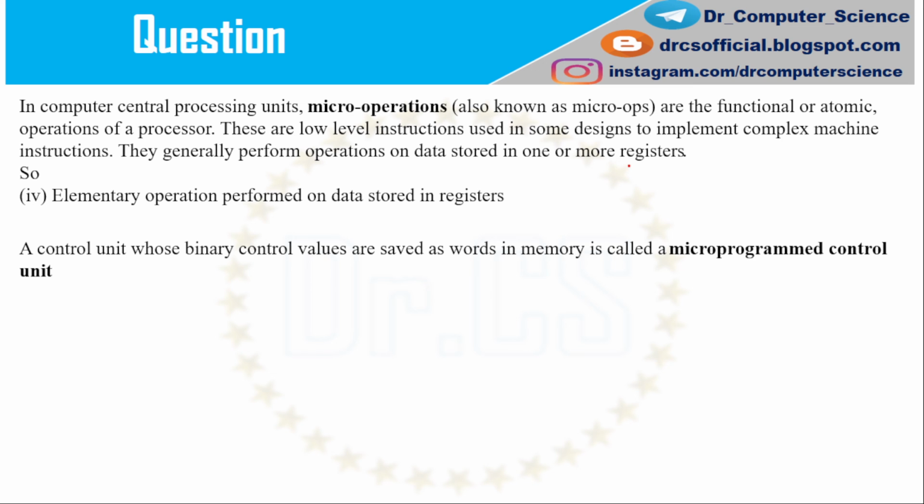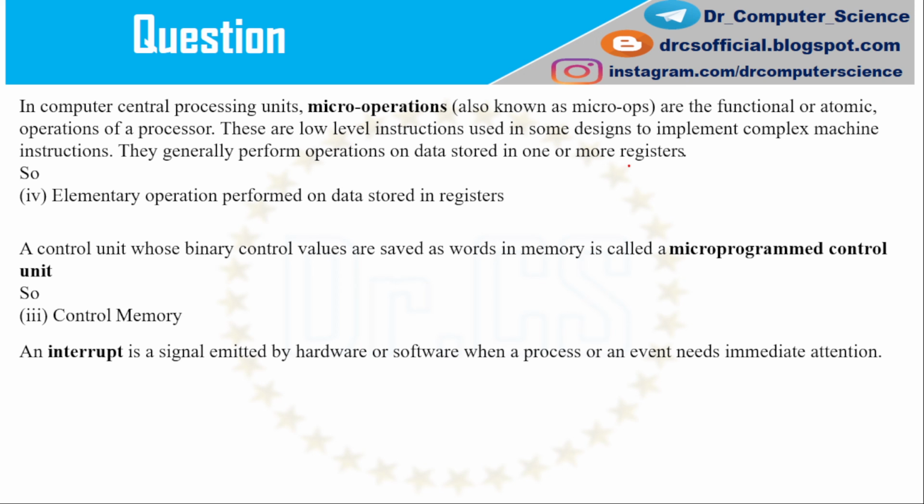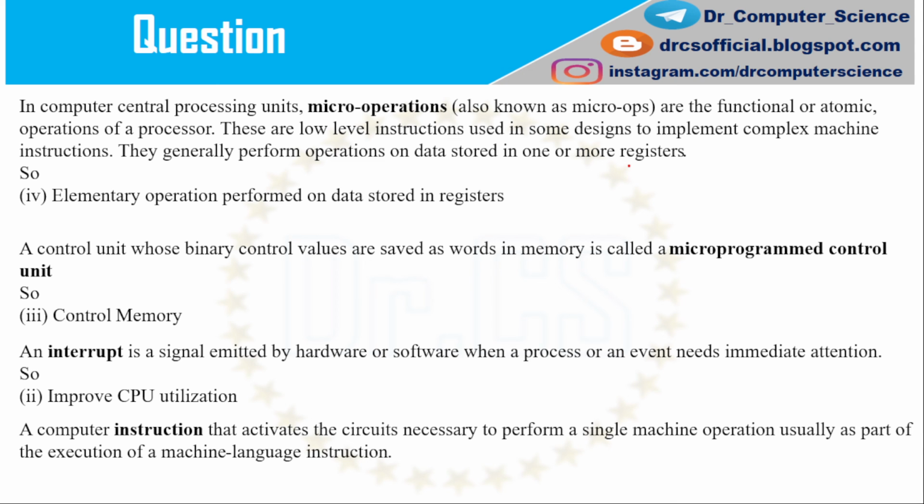A control unit whose binary control values are saved as words in memory is called a microprogram control unit. So it is related with control memory. An interrupt is a signal emitted by hardware or software when a process or an event needs immediate attention. So it improves CPU utilization. A computer instruction that activates the circuit necessary to perform a single machine operation, usually as part of the execution of a machine language instruction. So it is related with specifying the microoperation.